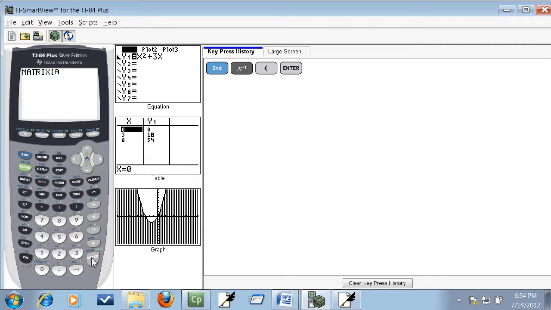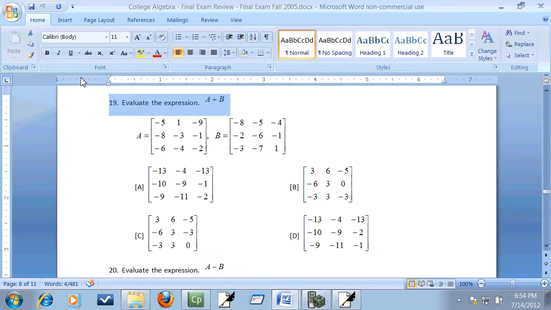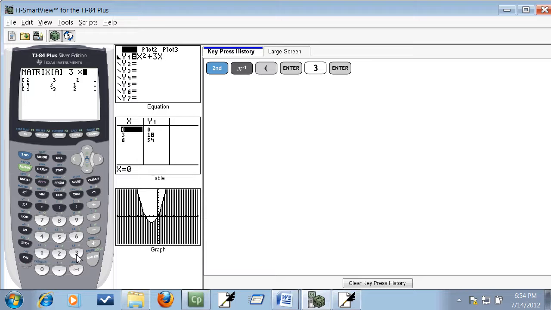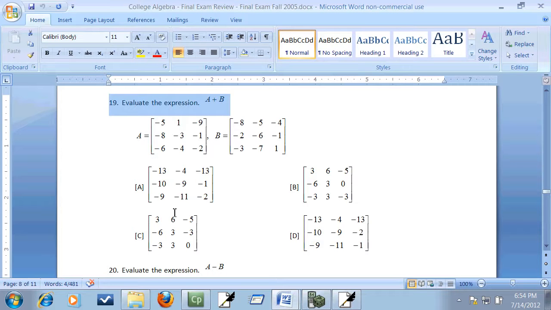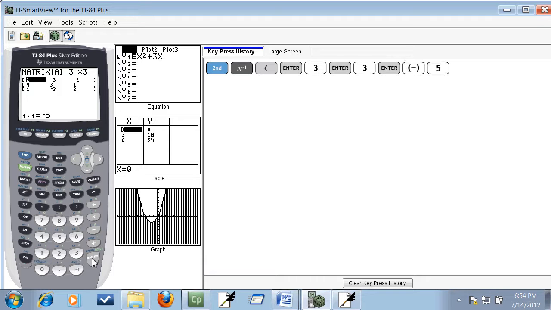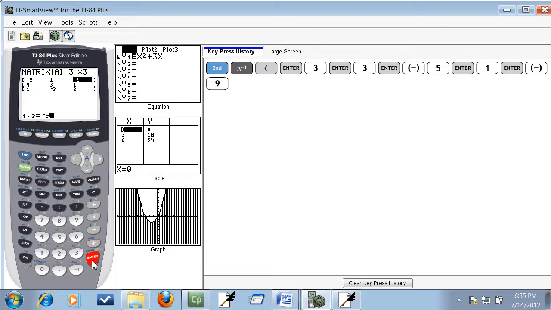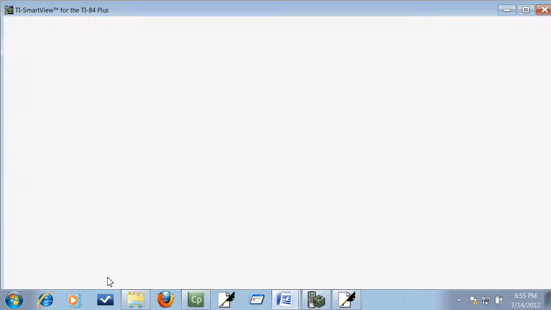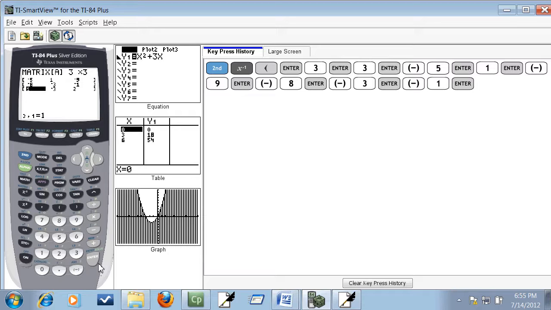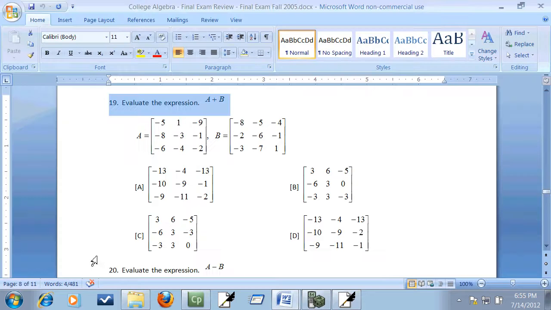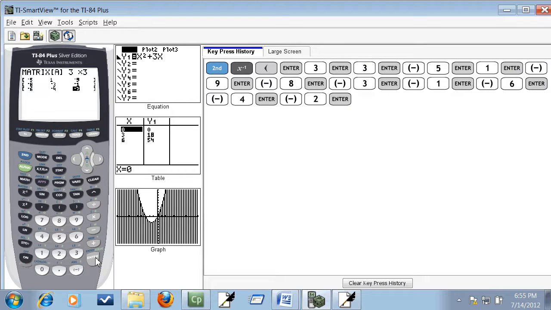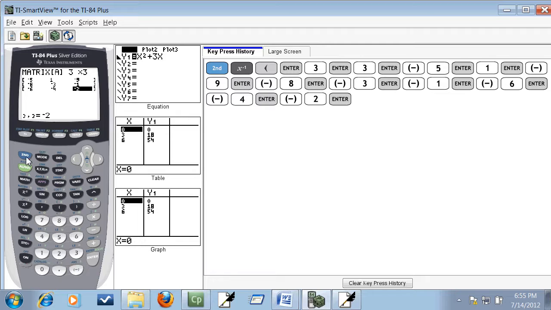So I'm going to left arrow over to edit, press enter on it. And when I say enter, A is already highlighted. And this is a 3 by 3. So 3 enter, 3 enter. And negative 5, 1. So negative 5, enter, 1, enter. Negative 9, enter. Negative 8, enter. Negative 3, enter. Negative 1, enter. Negative 6, enter. Negative 4, enter. And negative 2, enter.